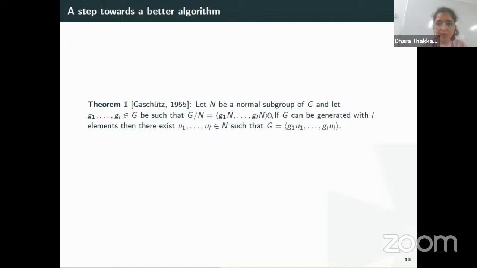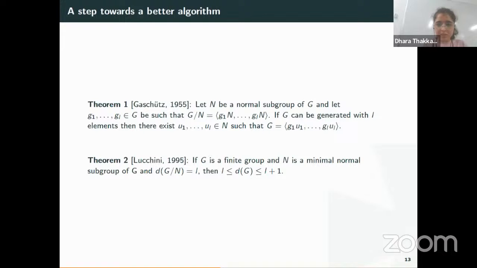So if G/N can be generated by L elements, then this theorem says that you will be able to find u1 to uL from N such that G has a generating set of this kind, g1u1 to gLuL. So this theorem gives us the idea to extend the generating set of the quotient group to a generating set of the actual group.